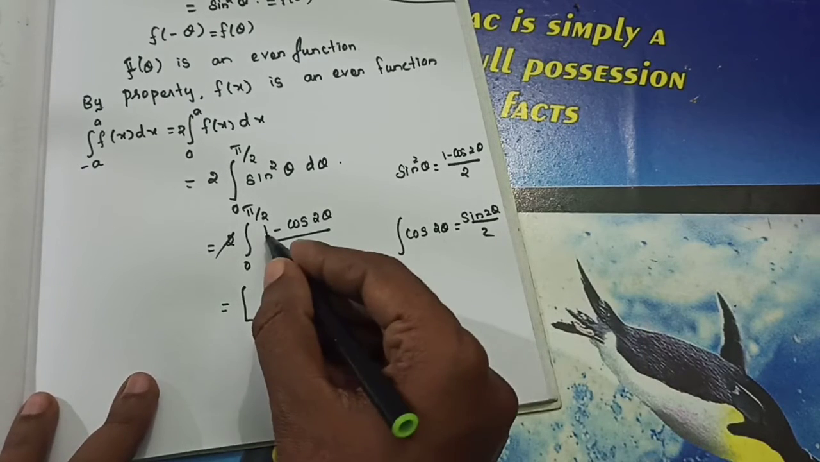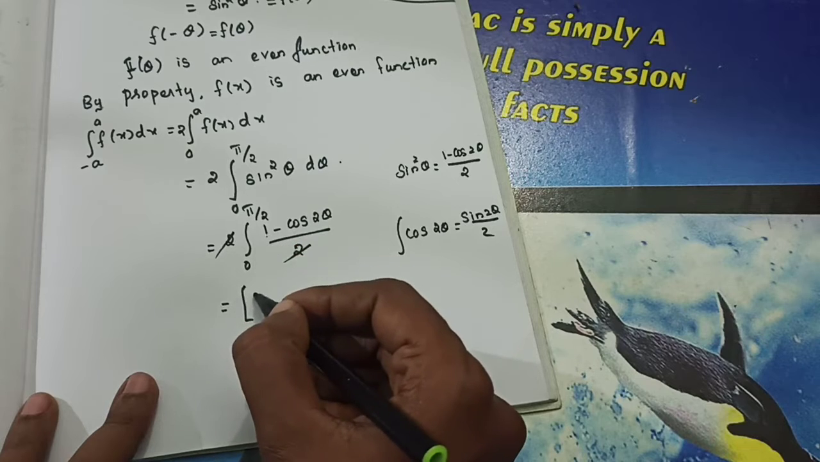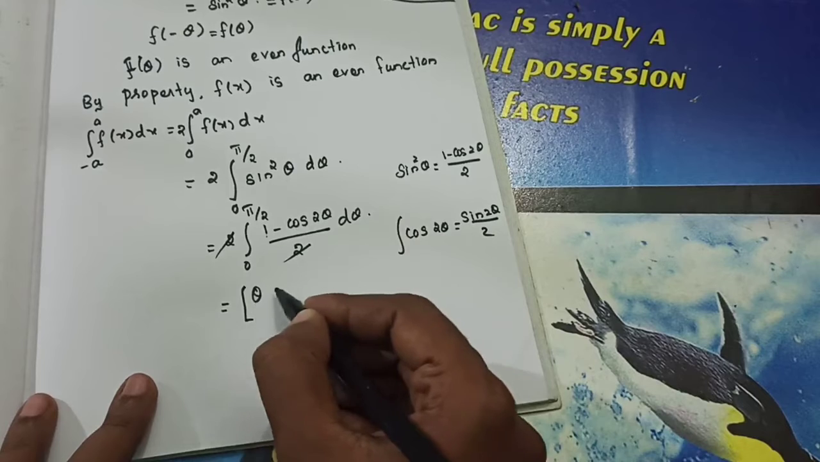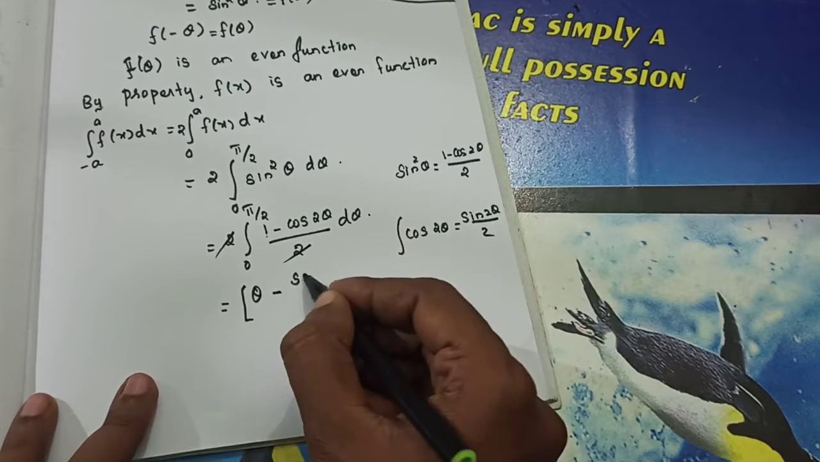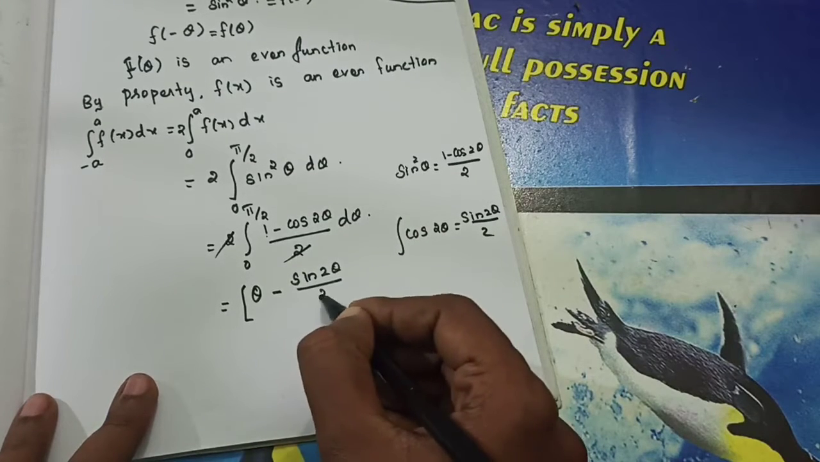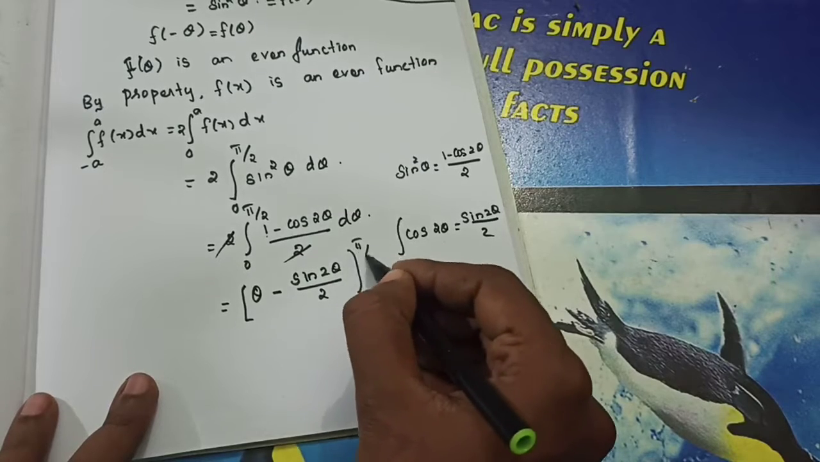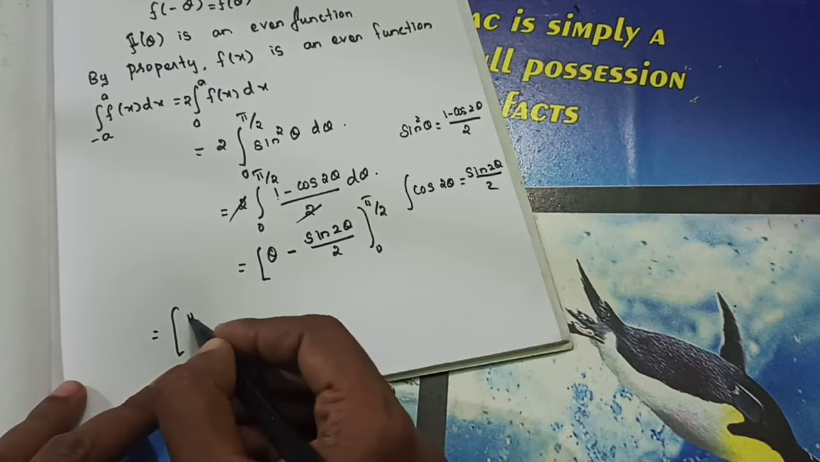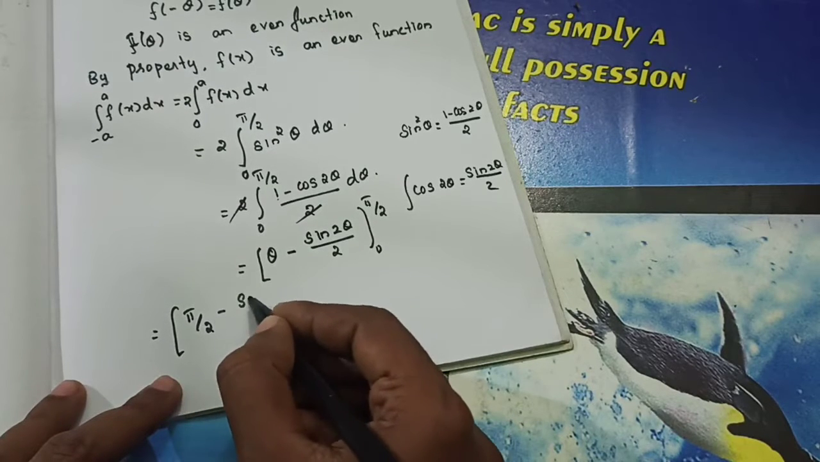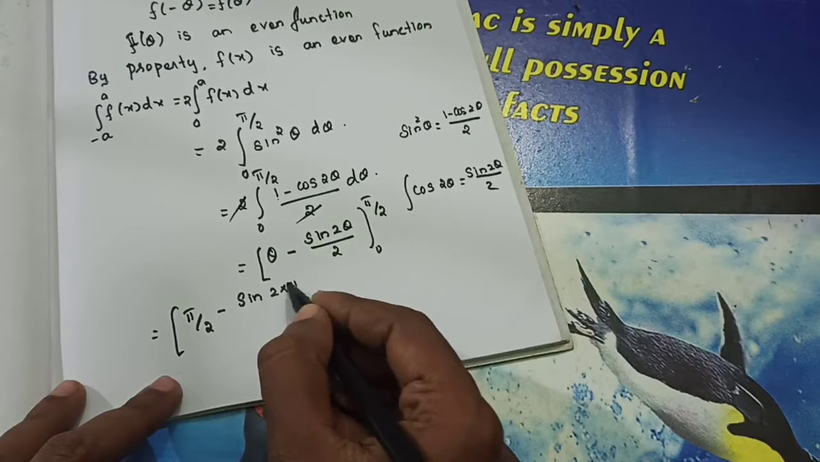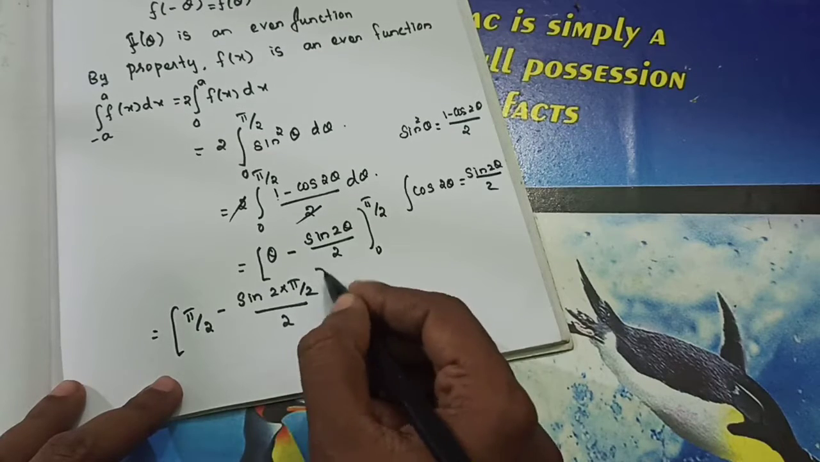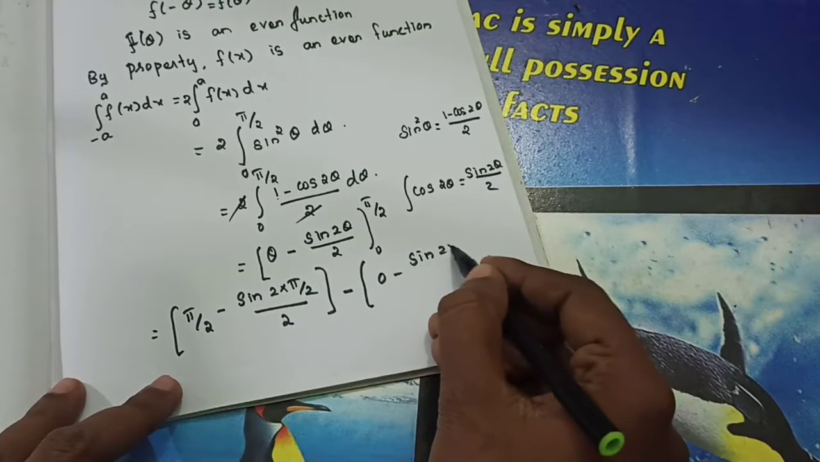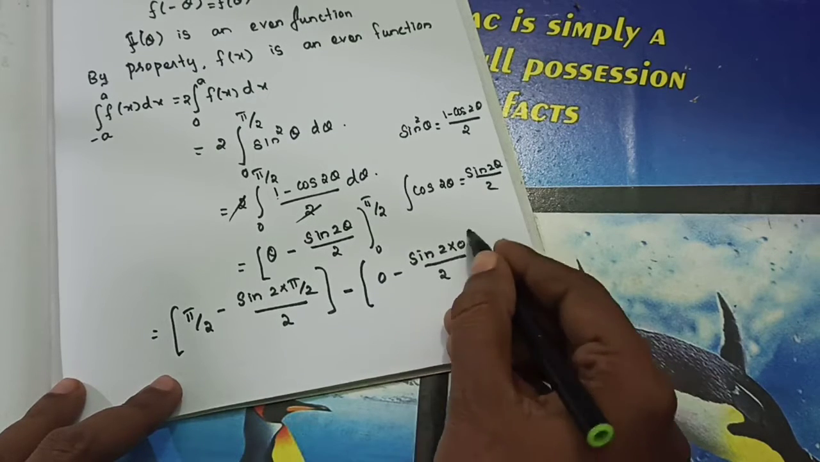So we will get it. The integration of 1 is x, so here it is theta. So theta minus the integral of cos 2 theta, which is sin 2 theta divided by 2. What's the limit? 0 to pi by 2. Now you can apply the limit value: theta is pi by 2, minus sin of 2 into pi by 2 divided by 2, minus, 0 minus sin of 2 into 0 divided by 2.